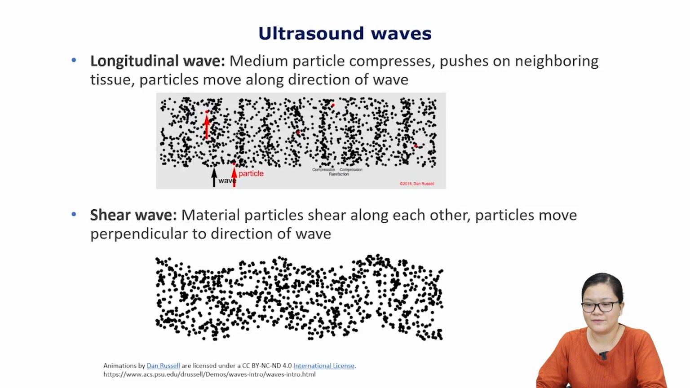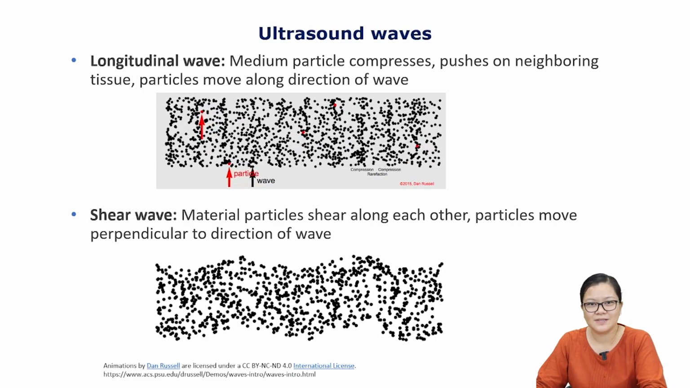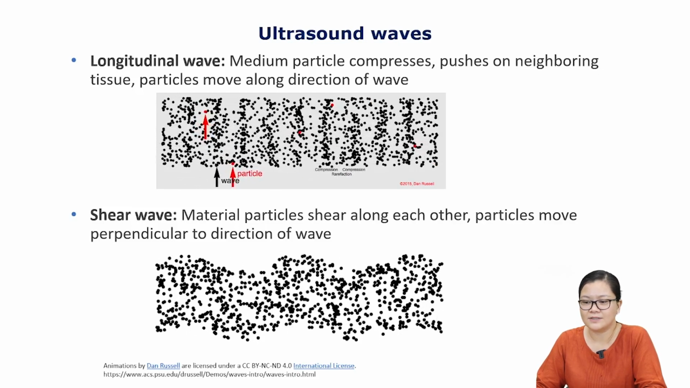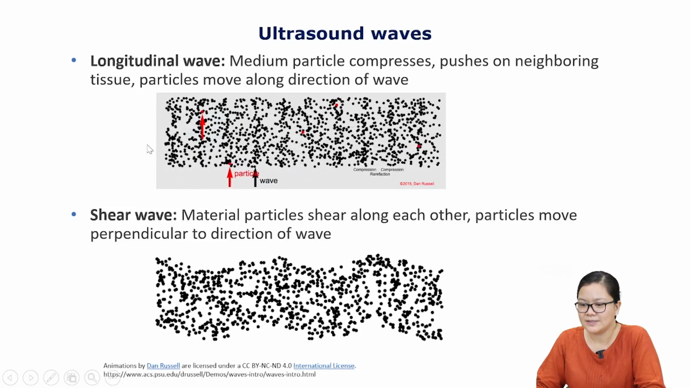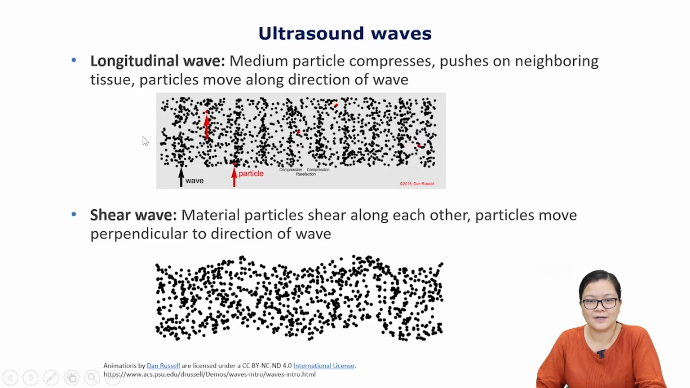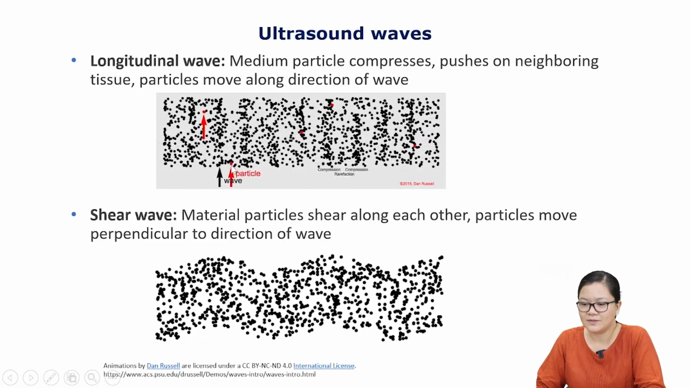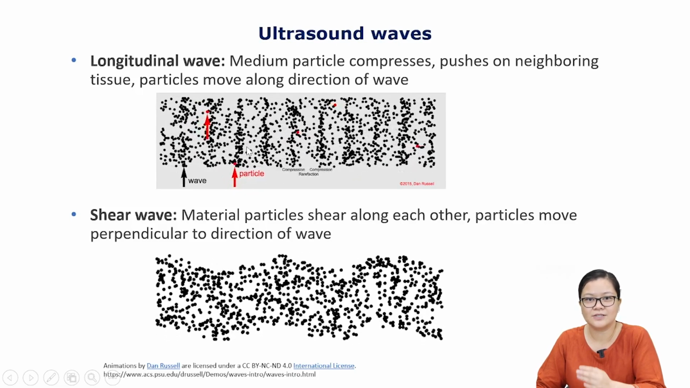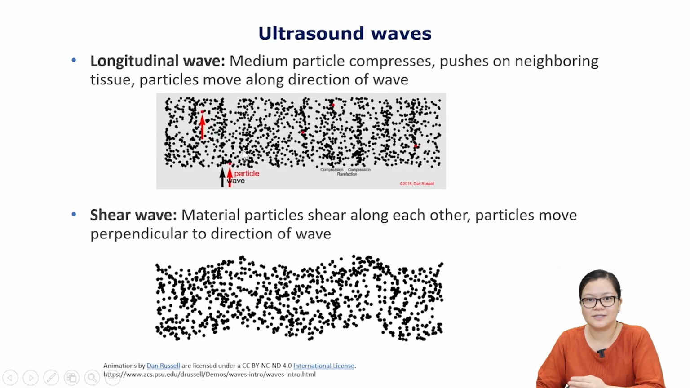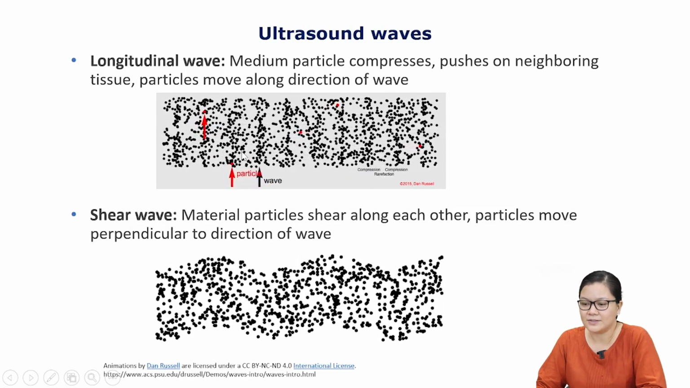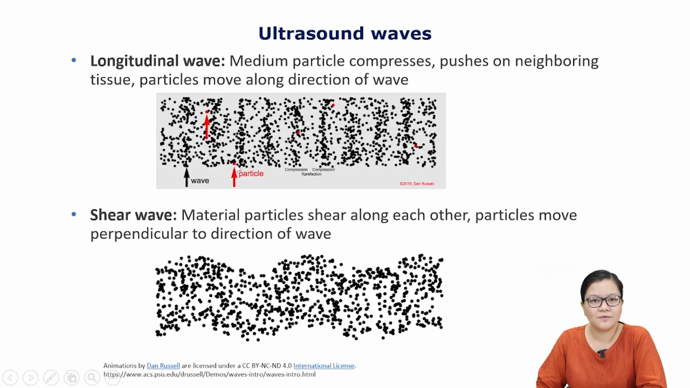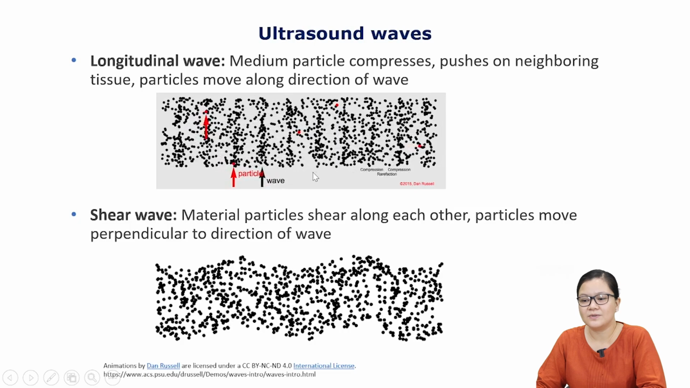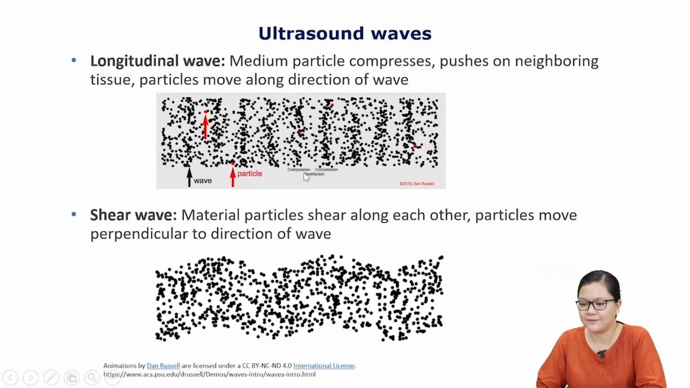Now, what are ultrasound waves? Here are two ultrasound waves that we typically use when we do ultrasound imaging. The first, which is more common, is called longitudinal wave. In this case, as you can see here, we have a wave that is moving in one direction from left to right. And here in red, we have a particle. So you can think of each of these black dots as particles or small tissue structures that the ultrasound is trying to interact with. So you see that these particles are moving from left to right, the same direction as the wave. So this is the characteristic of a longitudinal wave.